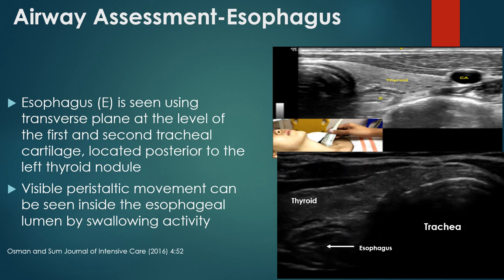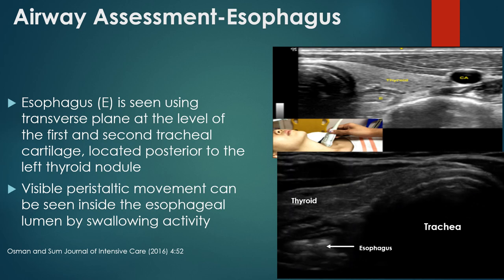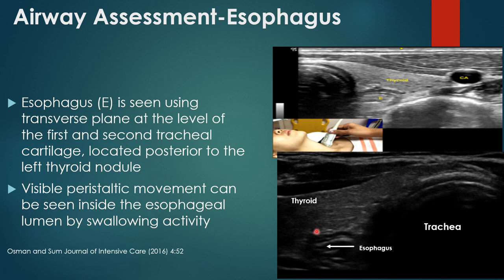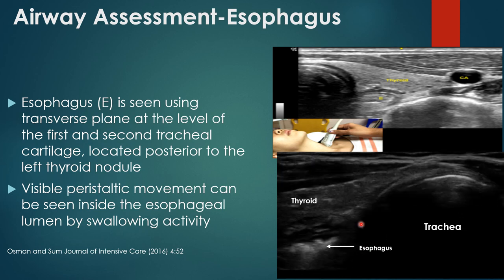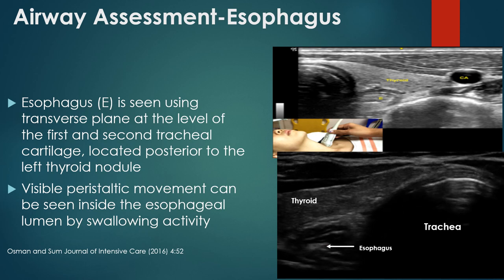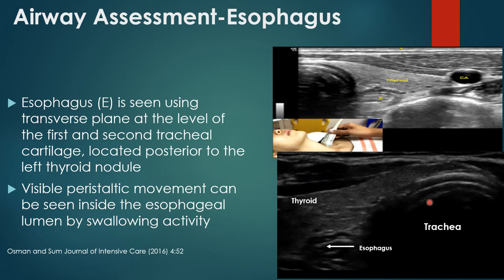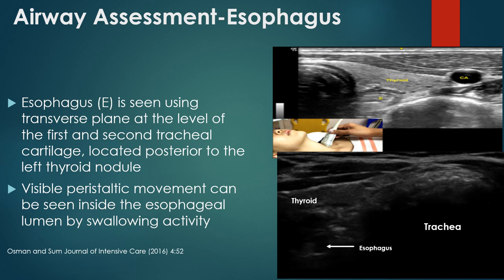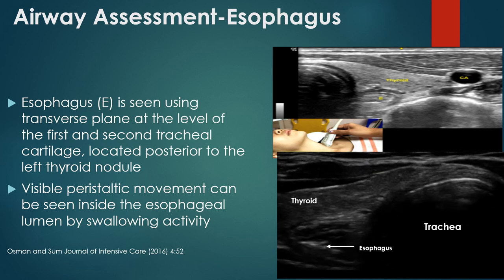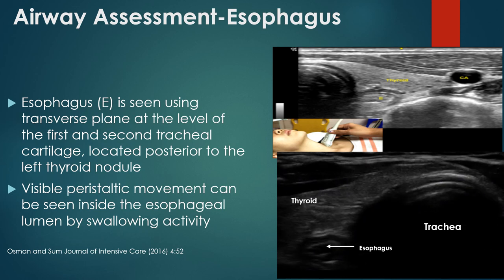Here, I switched it to the correct orientation. You have the thyroid gland over here, and you have the esophagus here. And you can see when I start to swallow, it kind of has a nice little jump to it. And then the trachea is here, and you got a little bit of a cricoid cartilage right up here between the tracheal and cricoid cartilage.